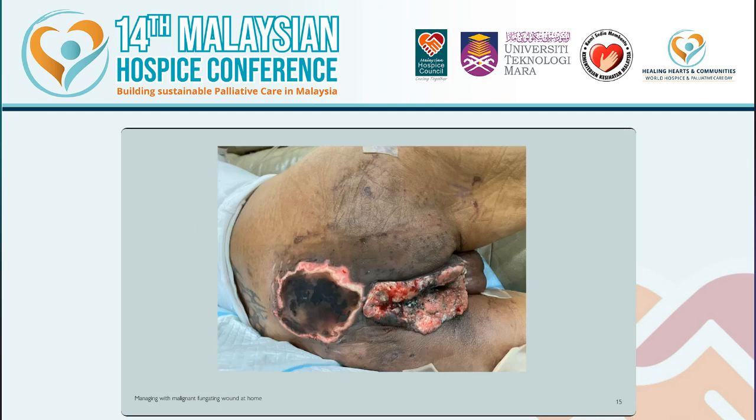Let's look at this patient. What do you think the impact of the wound is on him? We can see there is a cauliflower type of wound over the perianal region, and also there is a sacral sore as well. So what possibly might happen to him?